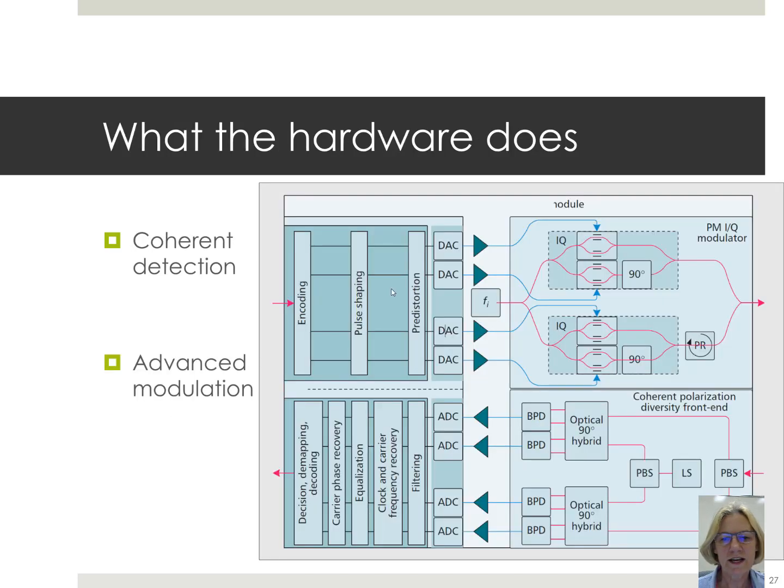So here is the overall view of the hardware. I've showed you before the transmitter and the detector, and here is all of the signal processing that I mentioned. And I suppose I should have mentioned the digital to analog converters and the analog to digital converters, which are also important enablers of coherent detection and advanced modulation.